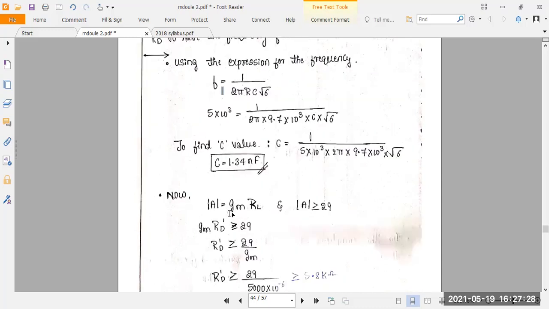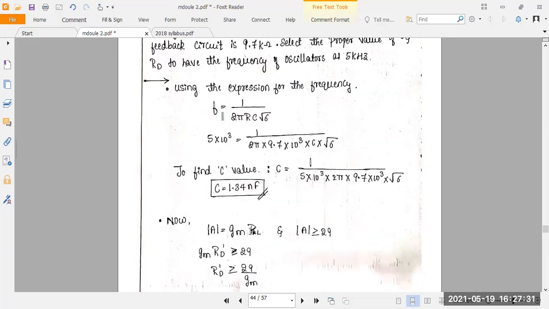After that you take the magnitude of gain, and then GM into RM or GM into RD. Whatever you take here, the magnitude of the gain should be greater than 29.